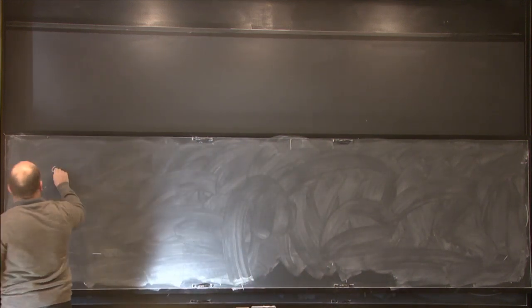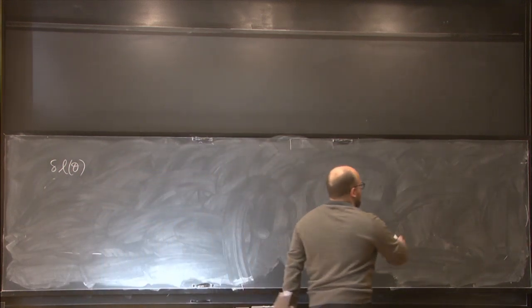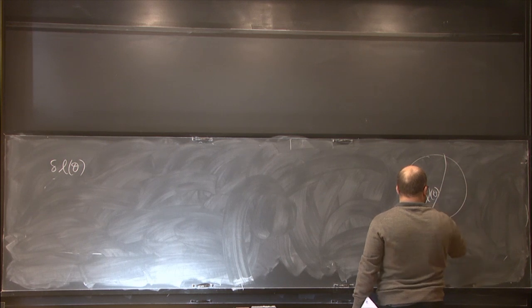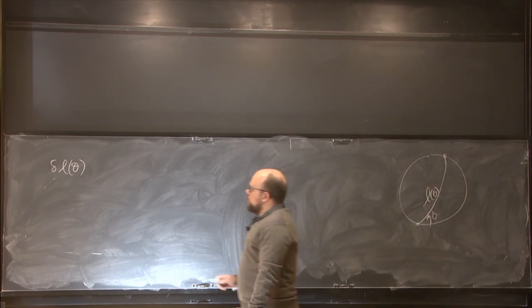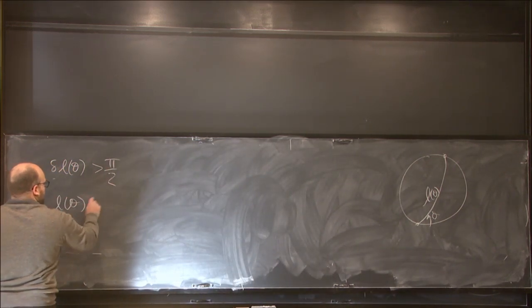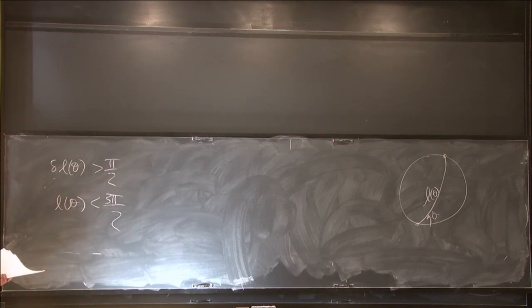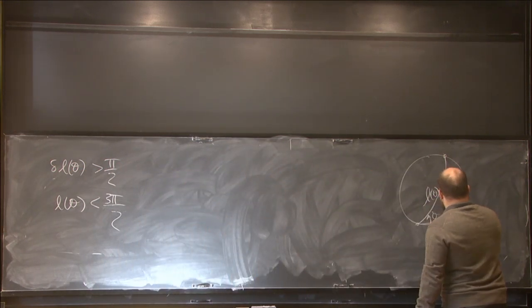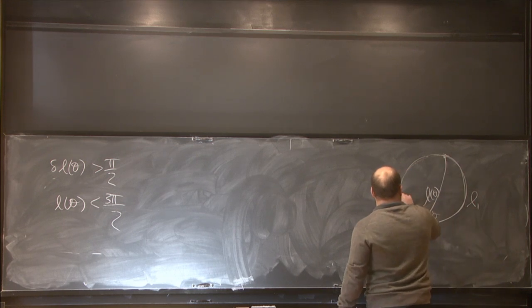We want delta times, so let's recall what L theta is. L theta was this length. Here's theta, right? And we want delta L theta to be bigger than pi over 2 and L theta to be less than 3 pi over 2. That's what we want. We want to force a condition on delta. So now let me denote this length here by L1 and this by L2.